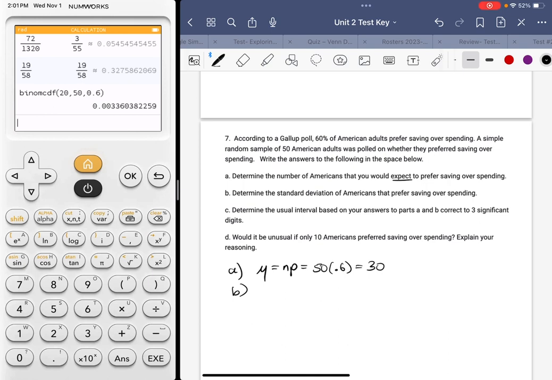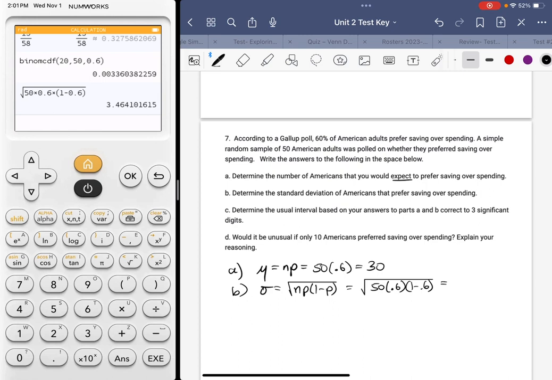For B, determine the standard deviation of Americans that prefer saving over spending. So sigma is equal to the square root of NP times 1 minus P. So the square root of 50 times 0.6 times 1 minus 0.6. So square root of 50 times 0.6 times 1 minus 0.6. All right, so we're talking about 3.464.